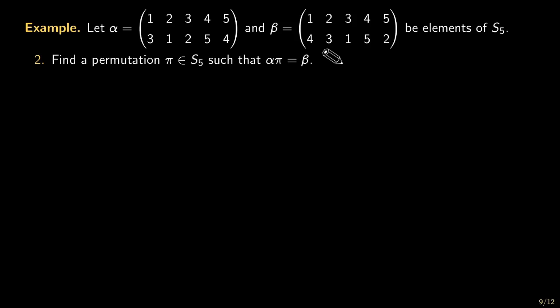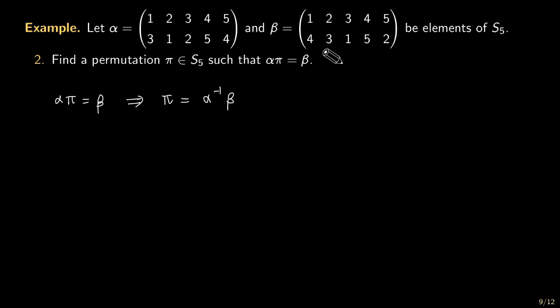Okay, so for number 2, we are going to find a permutation pi in S of 5 such that alpha times pi is equal to beta. Okay, so how do we do that? So this is like solving a linear equation in a group, right? It's like ax equals b. Well, we have learned that pi can be solved here using the formula alpha inverse times beta, right?